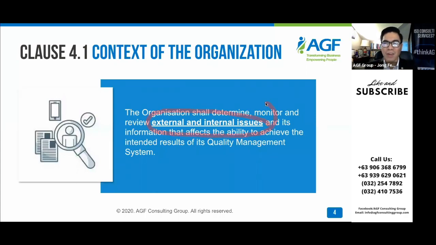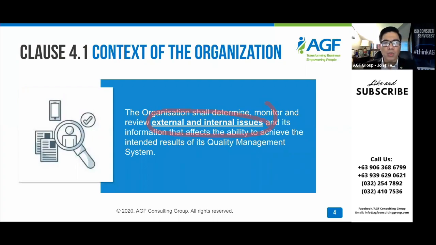We need to identify this regardless of your sector, your industry, whether you're coming from the academe, you're coming from an industrial plant, or you're a BPO operations, or you're into financial services. You start with the external and internal issues. What are they? Where are they coming from? You need to determine that first, because all these issues would affect your ability to achieve desired results, whether these issues are positive or whether these issues are negative.